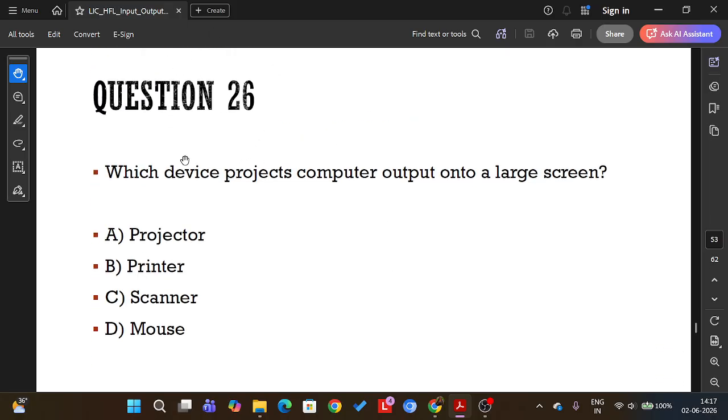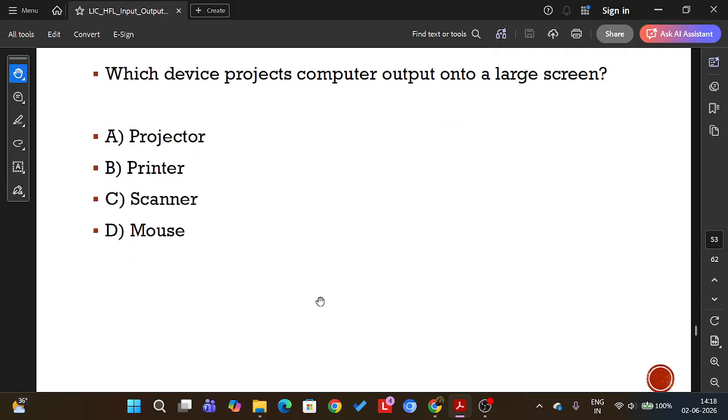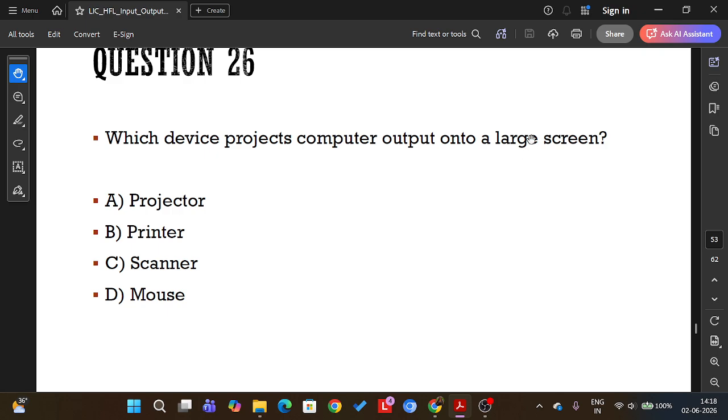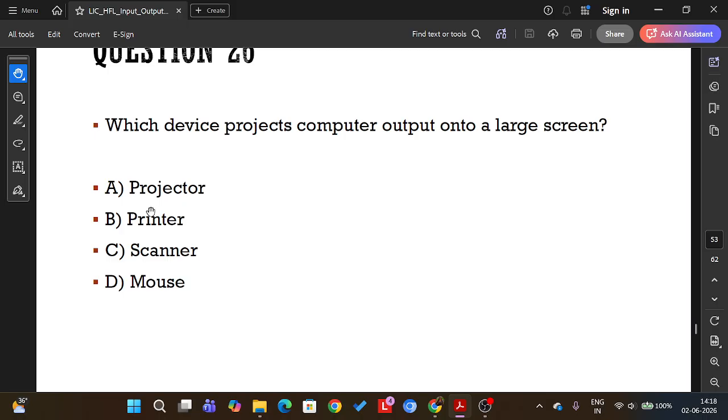Question 26. Which device projects computer output onto a large screen? Projector, printer, scanner, or mouse? So it would be projector, for large computer output for audiences. They have mentioned large screen, projecting computer output onto a large screen. So it will not be monitor or anything, because from monitor itself it is projecting to a large screen. So it would be projector. Even if there was monitor in the question, you would write projector.